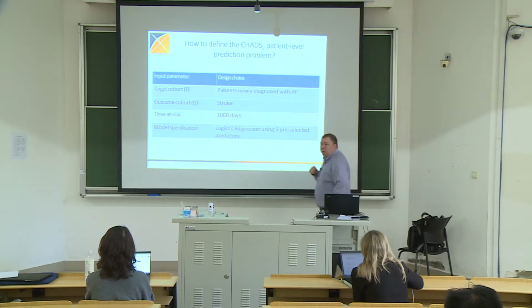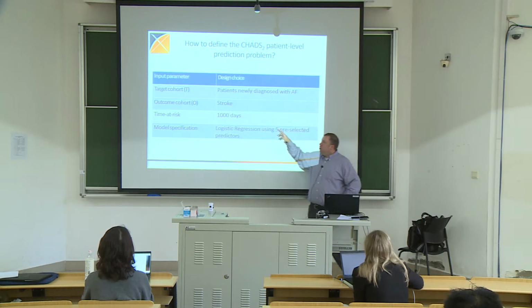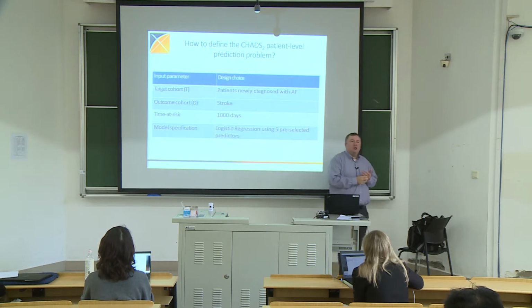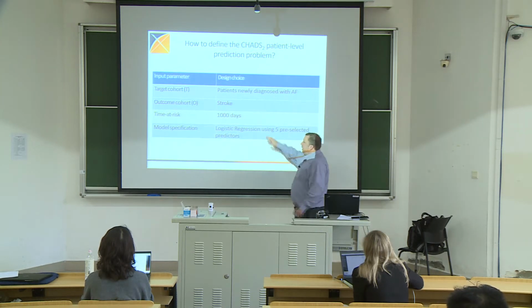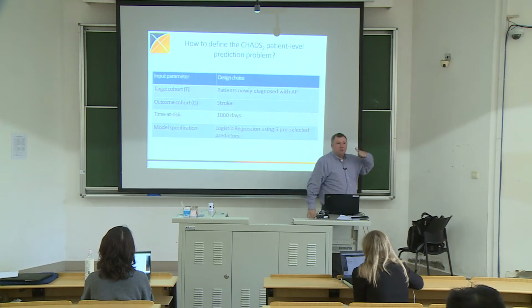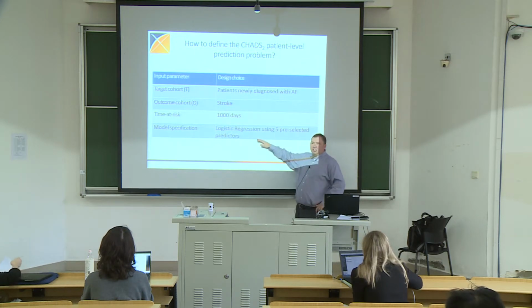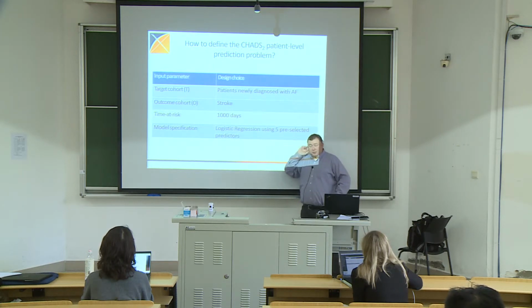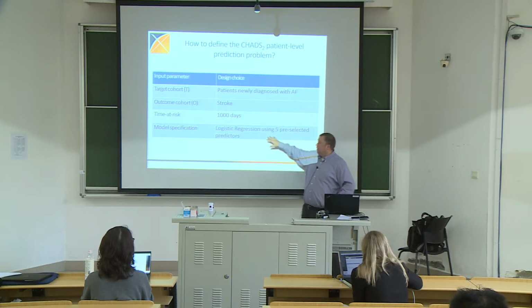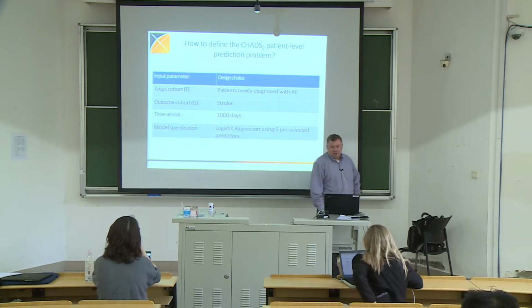So the CHADS-2 prediction score fits our prediction framework perfectly fine. Your target cohort is patients who are newly diagnosed with atrial fibrillation. Your outcome is stroke. In their study, they looked 1,000 days out to find which patients had stroke. And their model specification was that they ran a logistic regression with 5 predictors, the 5 predictors that they chose. That is an example of a model specification, the type of statistic with the type of predictors that are used.